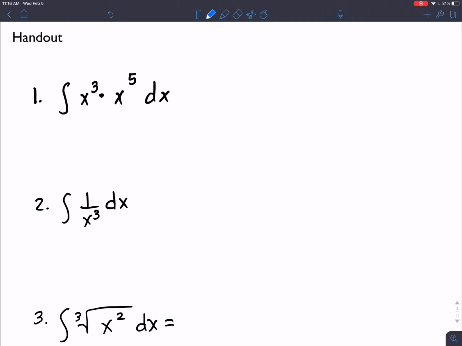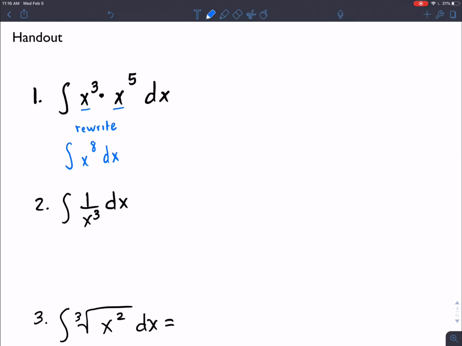So the first thing, just like we would do in derivatives, when we're looking for the antiderivative, if we can algebraically simplify and make things a little bit easier, we can do that as well. So we're going to rewrite here as the integral of, when you multiply like bases, add the exponents, so you'll have x to the 8th dx.